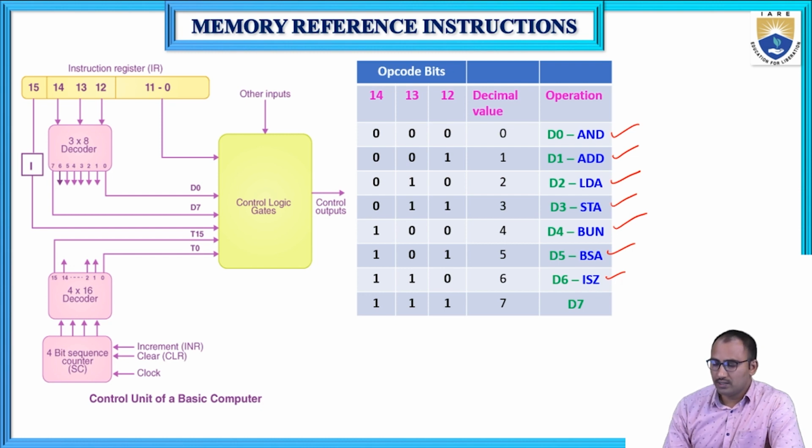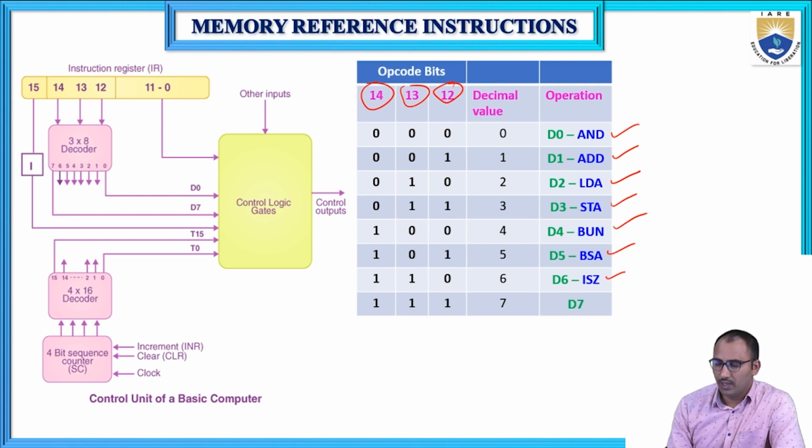So how are we deciding? How are we performing? At a time we perform only one operation. Which type of operation we perform depends upon the opcode bits. The opcode bits are the 12th, 13th and 14th. Using these 3 bits, we decide which operation has to be performed.